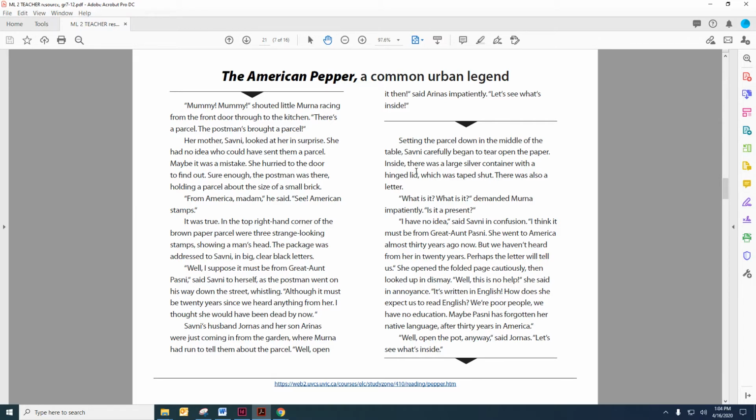Again, I'm not marking it. We already marked that. Went to America 30 years ago. Haven't heard from her in 20 years. Perhaps the letter will tell us. Would you mark any of that? Okay, perhaps the letter. Okay.